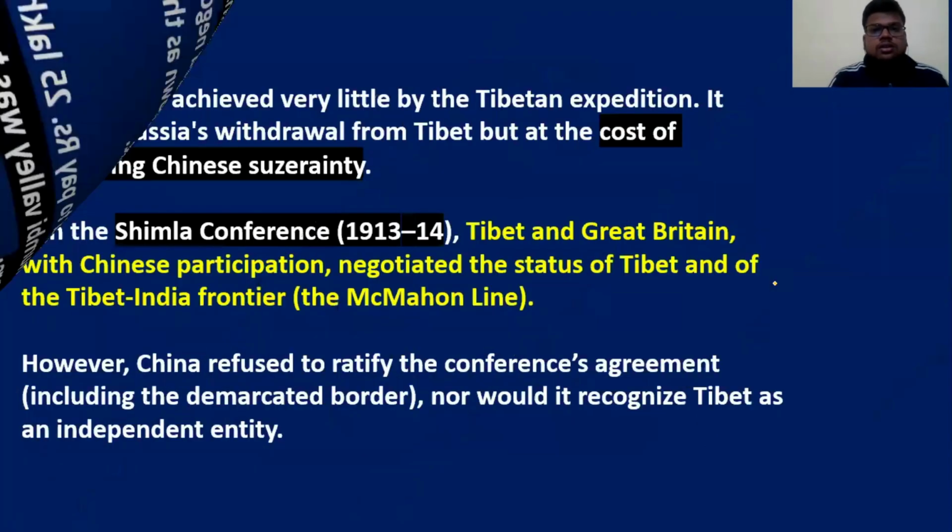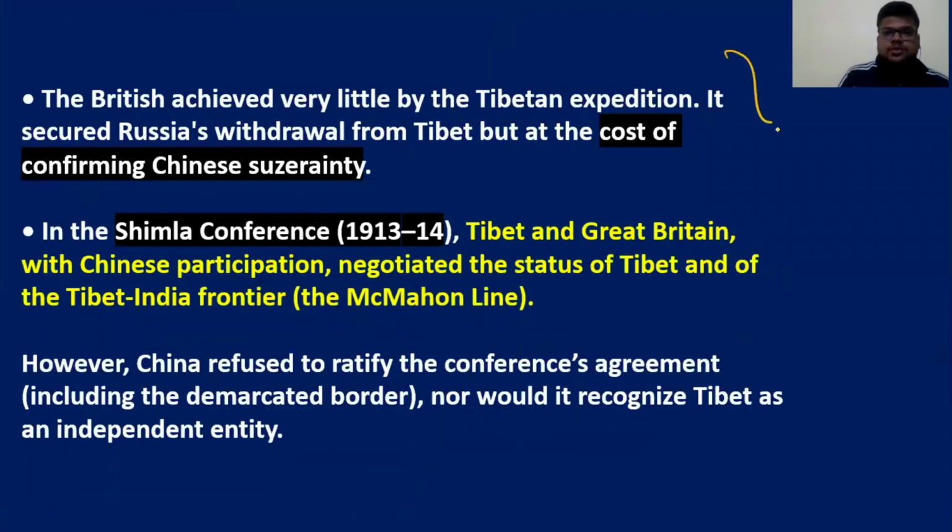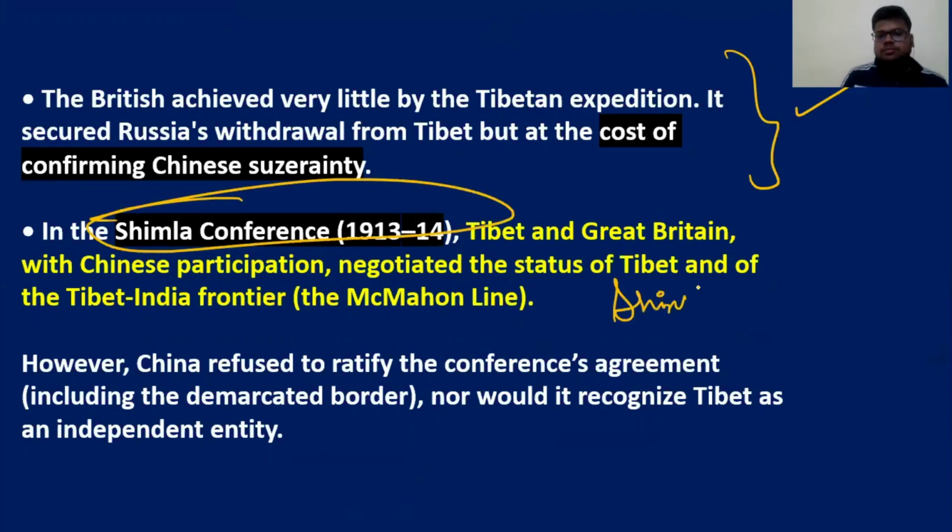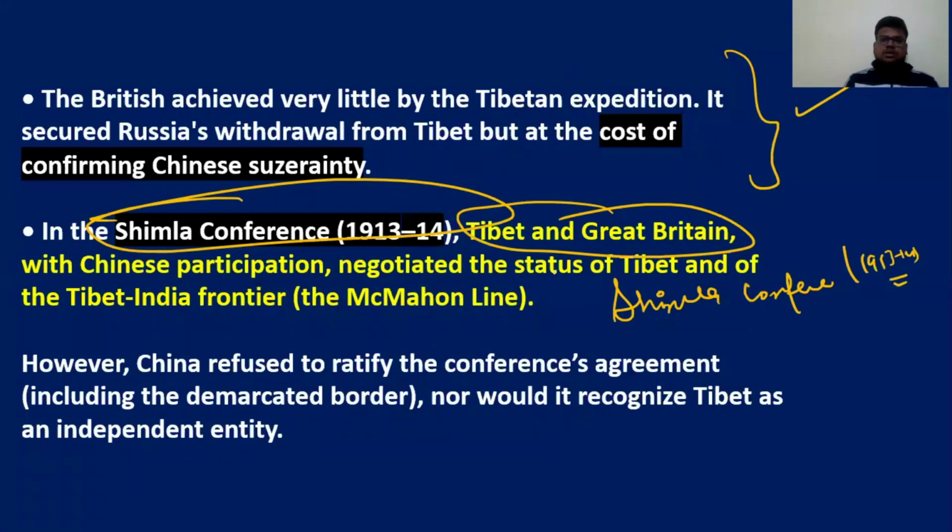Okay. Now this McMahon Line. This McMahon Line was discussed at the Shimla Conference. The Shimla Conference happened in 1913 and 14, between Tibet and Great Britain, with Chinese participation, and they negotiated the status of Tibet and the Tibet-India frontier, which was known as the McMahon Line.